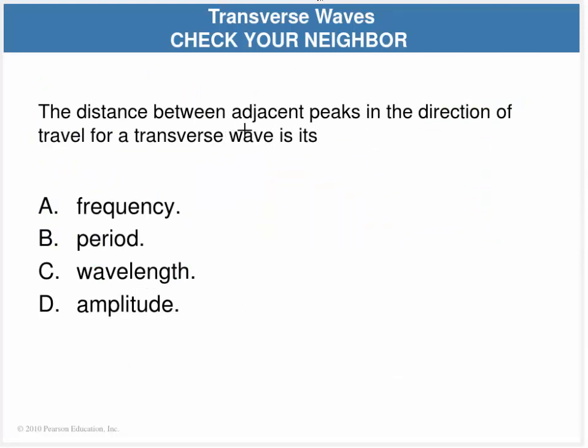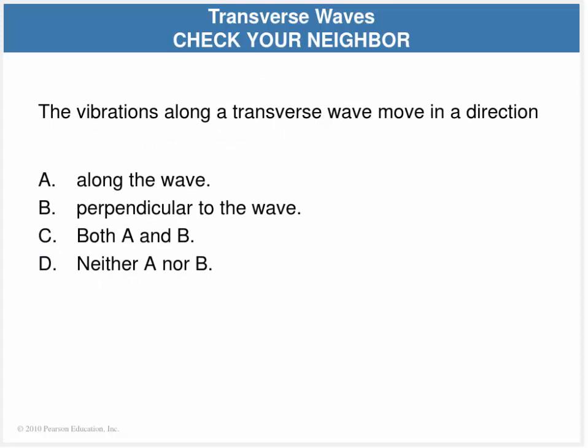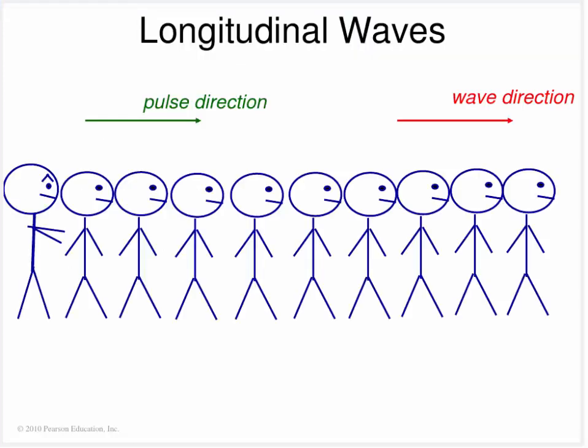So two adjacent peaks, the distance between them is going to be the wavelength, and that's going to apply to both transverse waves and longitudinal waves. So the vibrations of a transverse wave are going to move in a direction that is perpendicular to the wave propagation. Now I want to talk about longitudinal waves.